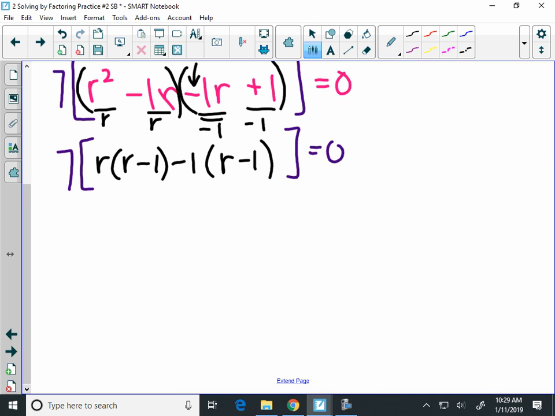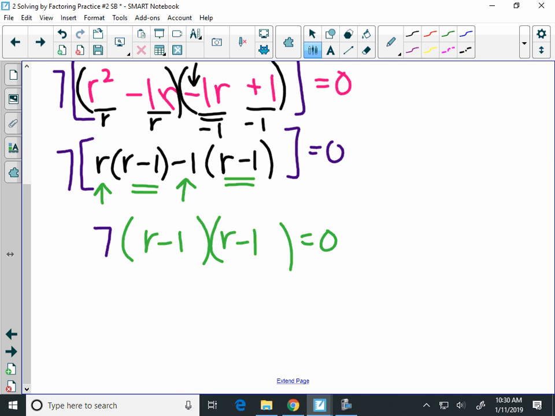Well, to finish here, that 7 GCF comes down. And my two factors here, I have what's inside my parentheses, r minus 1. And then I have my GCFs, r minus 1.